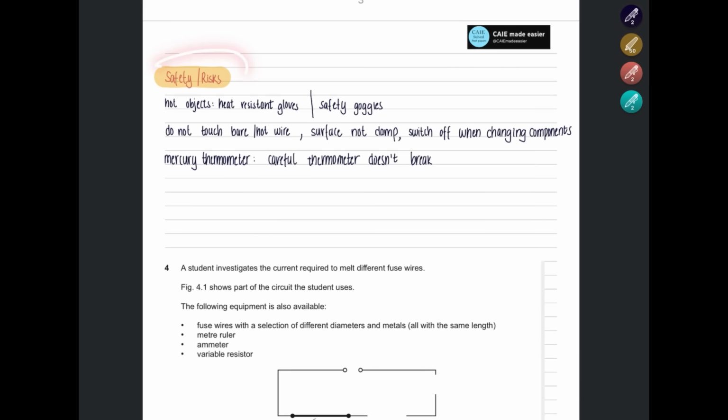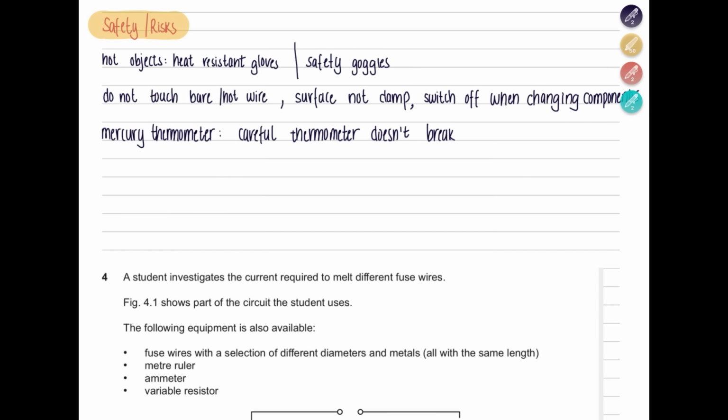You can even mention safety or risk. However, there are some questions that don't ask you for safety precautions. For example, in this question, they're saying no need to mention. Some safety precautions are if you're dealing with hot objects, you can use heat-resistant gloves. You can also use safety goggles depending on the question.